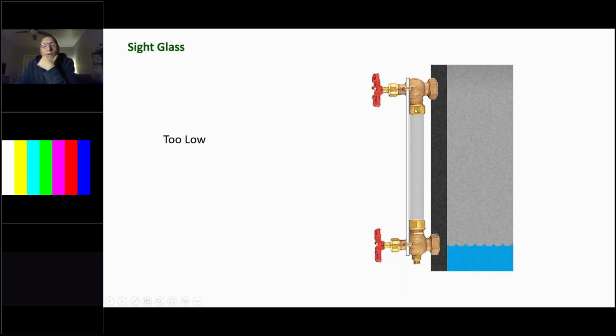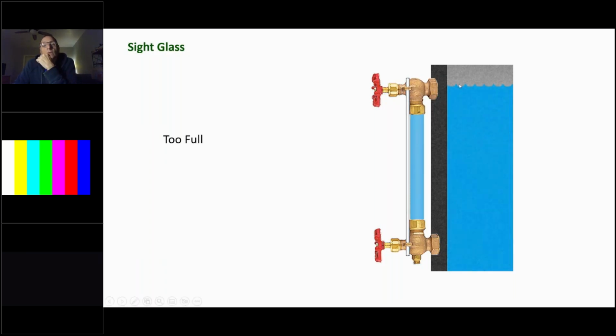If you don't see any water in the glass, we've obviously dropped too low, and we need to find out why we're not filling. Usually when it drops to that point, you have a control on the boiler called a low water cutoff. What that is designed to do is stop the boiler from firing when there is not enough water in the boiler to produce steam. So it will shut the boiler down until we can get enough water in there to allow it to start to fire again.